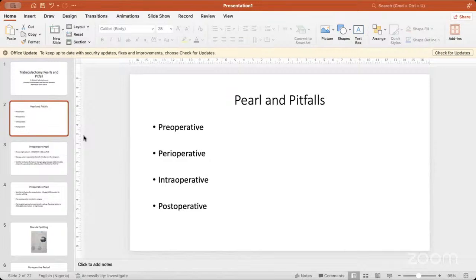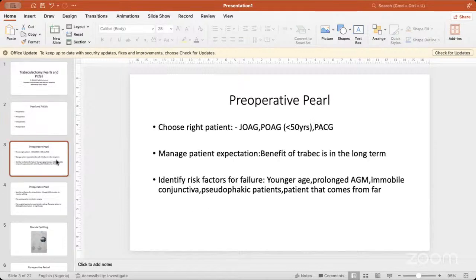I'm going to describe them according to this, but it doesn't really have to follow sequentially. From my personal experience, when you are planning trabeculectomy, the choice of patient is very important. In my experience, POAG patients, primary open-angle glaucoma patients who are less than 50 years, are good candidates for primary trabeculectomy. You can do trabeculectomy in patients older than 50 years, but you should be ready to tackle their cataract because most of them have some form of lenticular opacification.